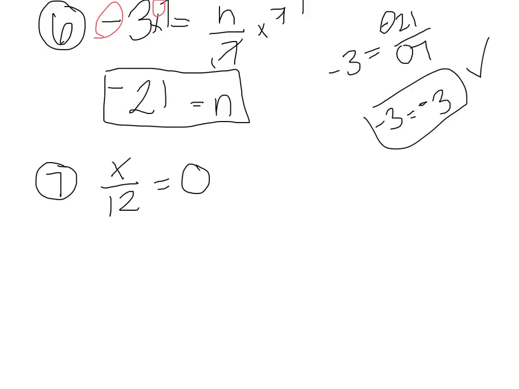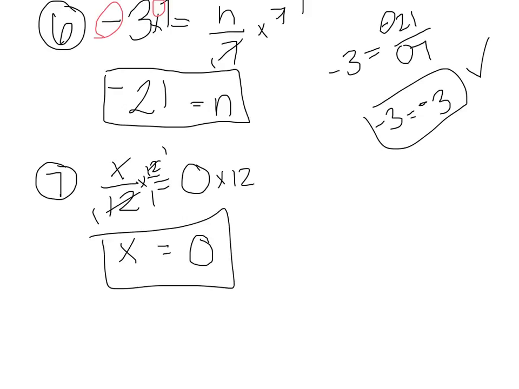Okay, number 7, x divided by 12 equals 0. How I'm going to get rid of that 12 to get that x by itself is multiply both sides by 12. So those two can cross off, left with 1, so I'm left with x on the left side. 0 times 12 is 0. So there's my answer. x equals 0.